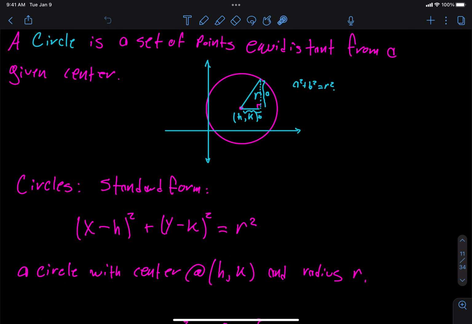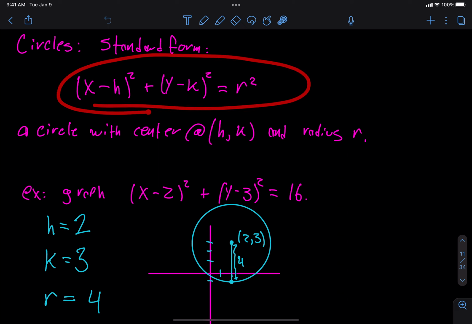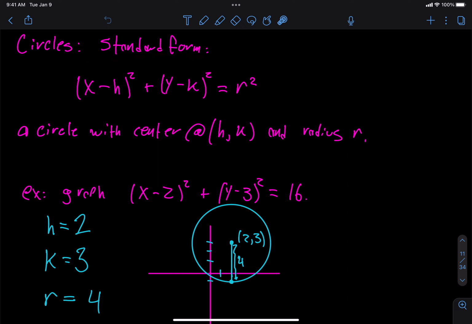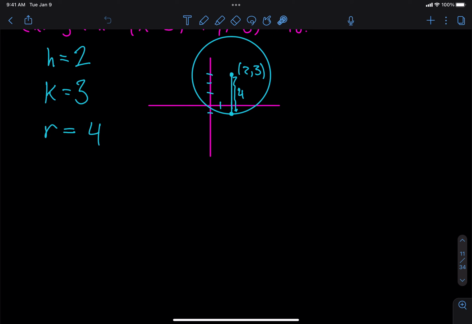All right. So what Haley's getting at is, that's great. When we have it in standard form, it's really easy to see how to graph this thing. We just go to h, k, put the dot, draw our radius out, and then we make the circle. Easy as pie. No pun intended.